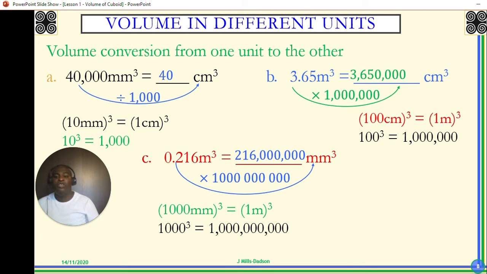Okay. Now you should remember that from a smaller unit to a bigger unit, we divide. And from a bigger unit to a smaller unit, you times. You should know this by now.